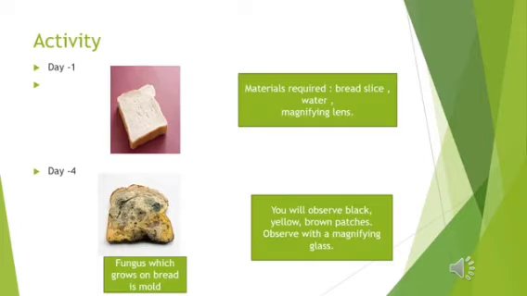Now after you observe these patches, take your magnifying glass which is at home, or your magnifying lens, and just observe with the help of the magnifying lens. Actually, whatever you see on this piece of bread is nothing but fungus. So this fungus, all of you know, which grows on bread is nothing but mold.